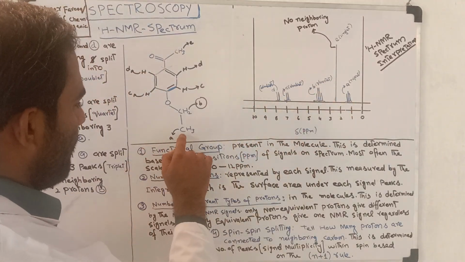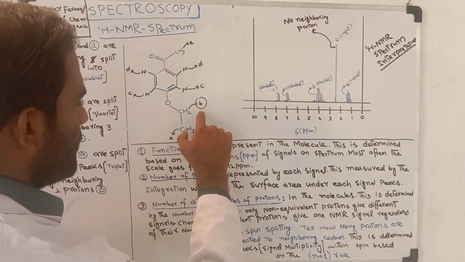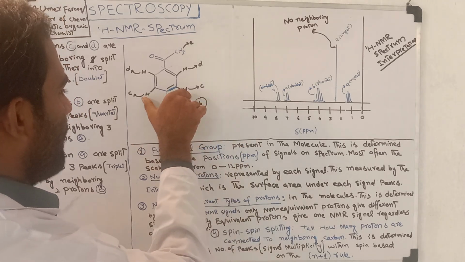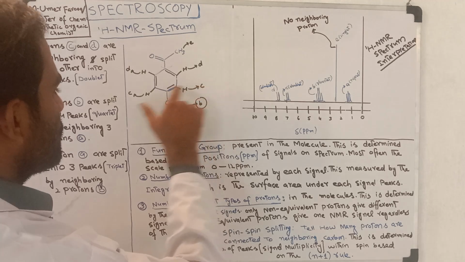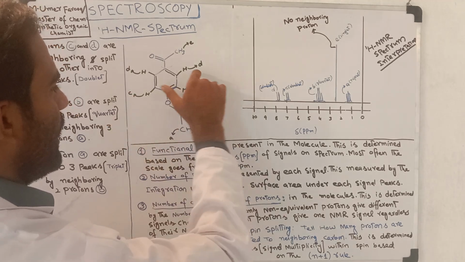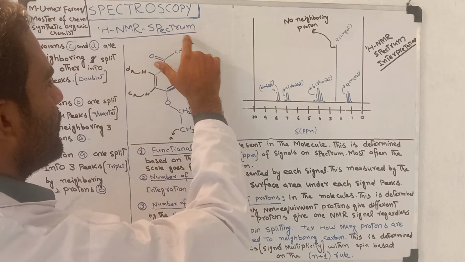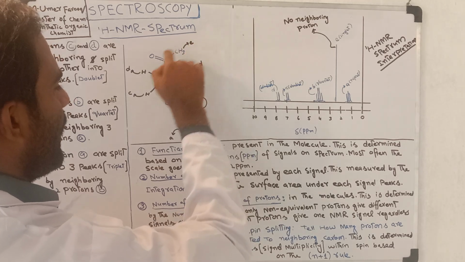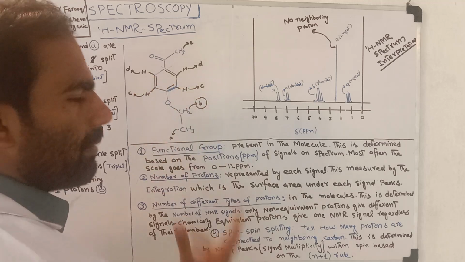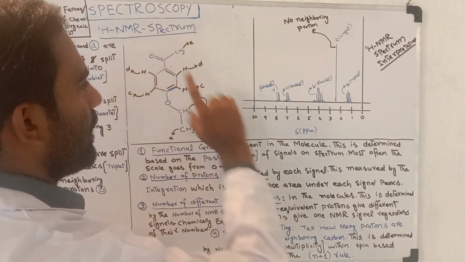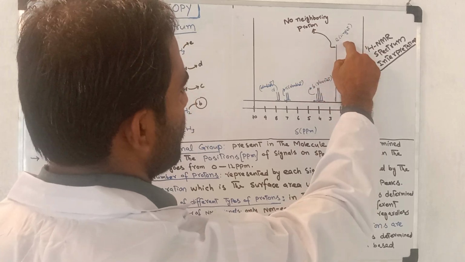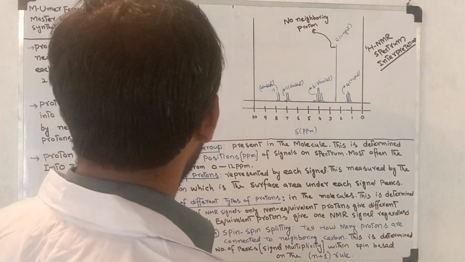First we name this proton A, this proton B, this C. C and D are neighboring and correspond to each other, so we name this D, and this one, alone, is E. This E proton has no neighboring protons, so it is not split and shows only a single peak. This is the singlet.